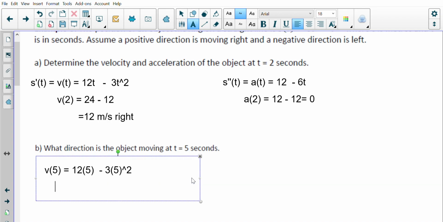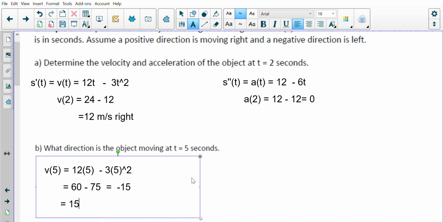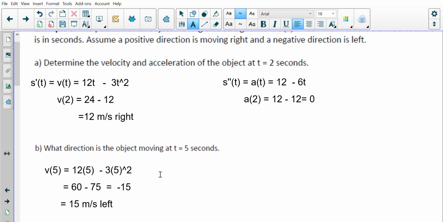All right, so let's see here. 12 times 5, I know is 60. Then I'm going to do some Bedmas here. So 5 squared is 25 times 3 is 75. And it looks like we get minus 15, which means this velocity is going 15 meters per second but left. So the answer to the question is, which way is it moving? Well, it's moving left.